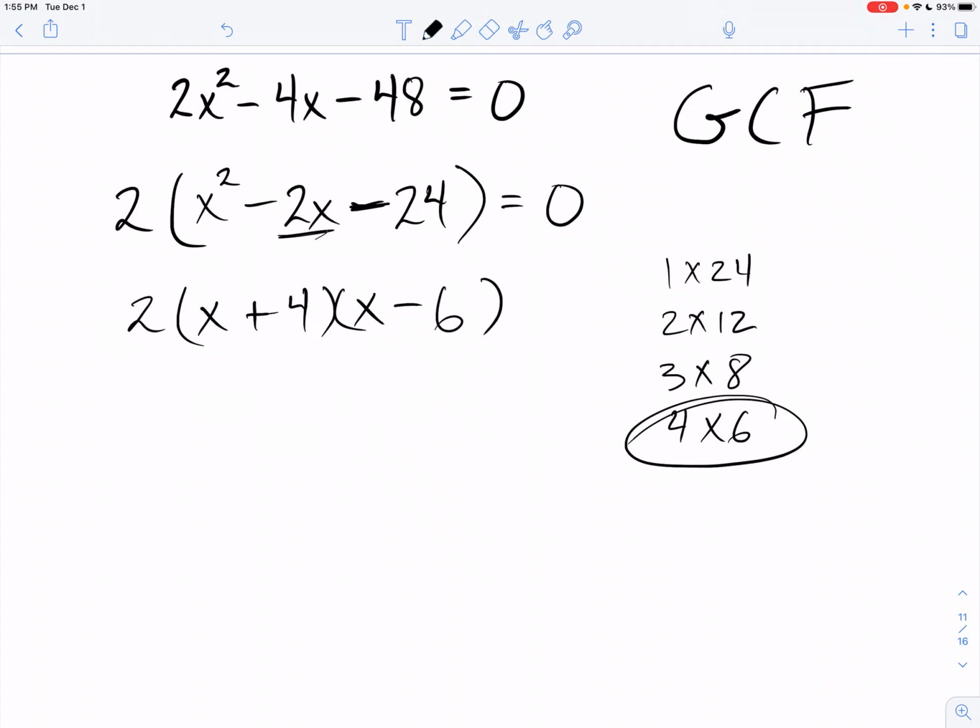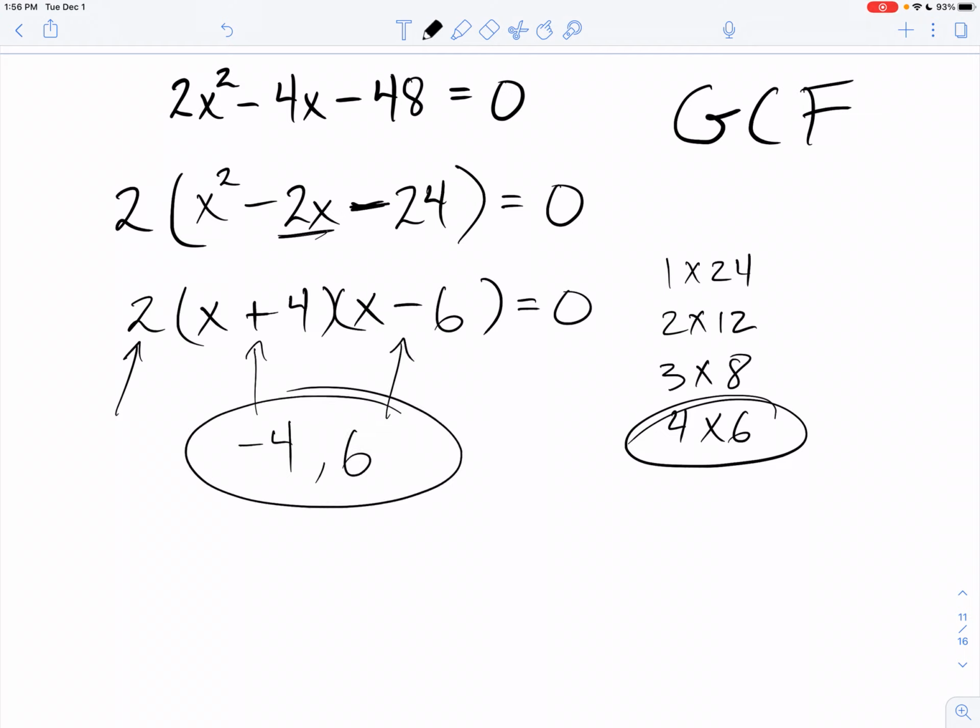There's a 2 out front. It equals 0. That's not a letter, that's a number, so leave it alone. Don't mess with it. Negative 4 is one of my answers. Positive 6 is the other answer. Those are my answers.